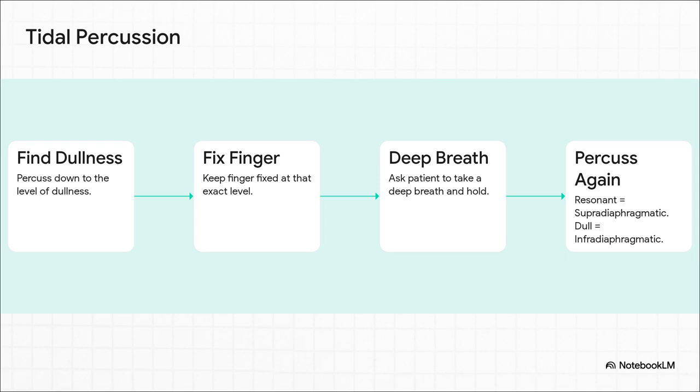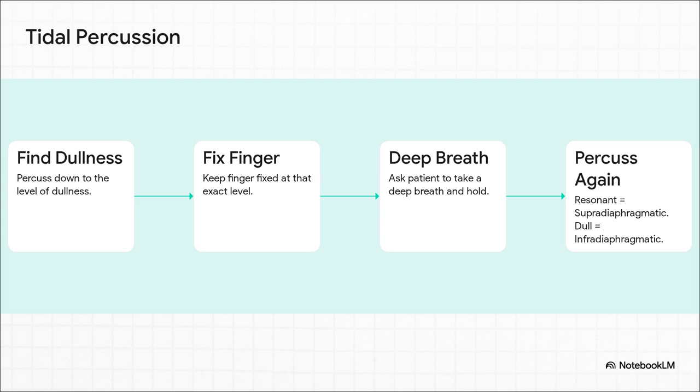Step 1, percuss down the posterior chest until you hit that level of dullness. Step 2, keep your finger firmly fixed right at that exact spot. Step 3, ask the patient to take a big, deep breath in and hold it. Step 4, percuss again right at that same fixed level.